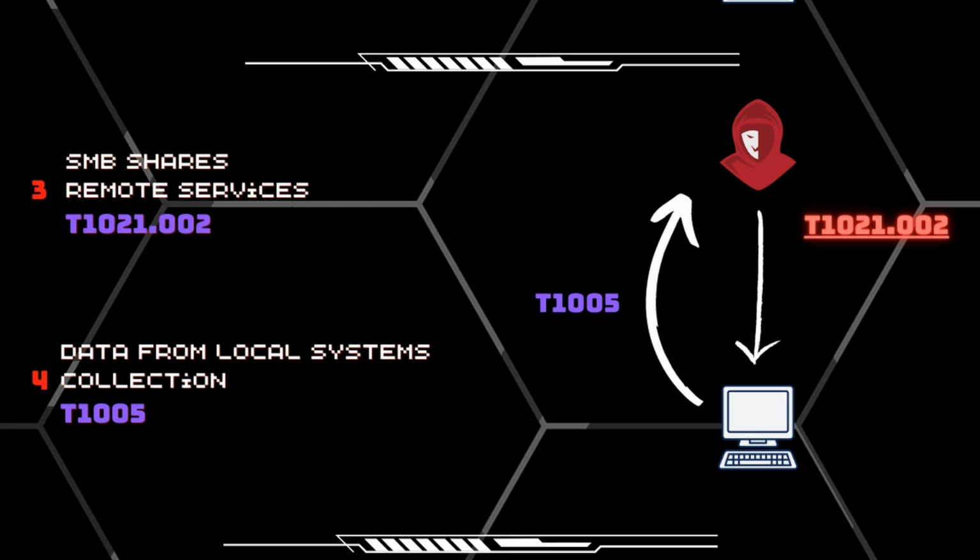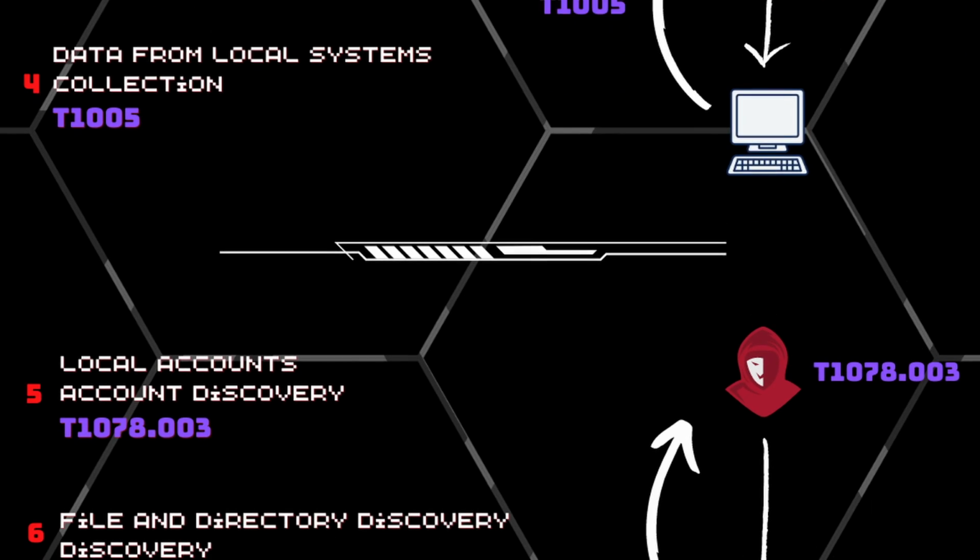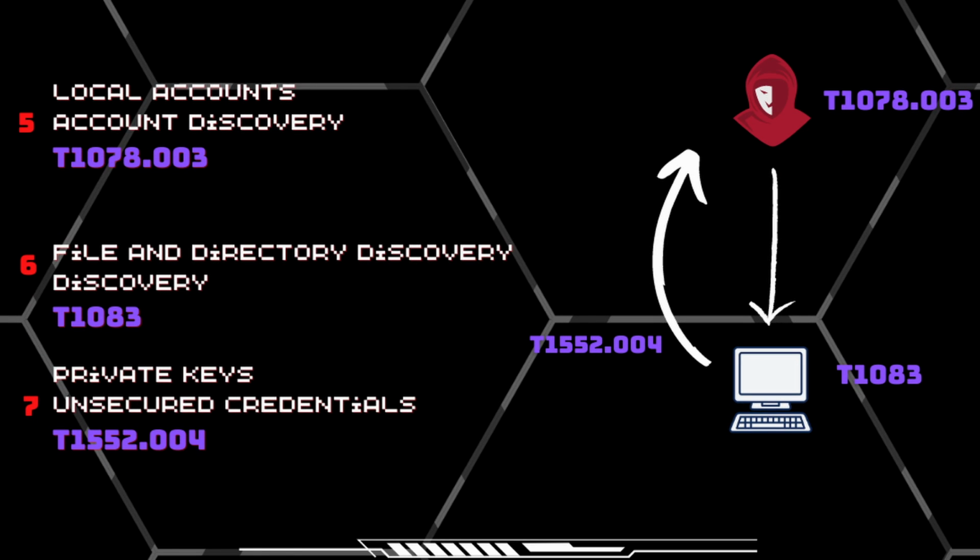So anyway, step 3, SMB shares, remote services. Step 4 is going to be, okay, we have the SMB shares. Now we're going to collect data from that share. So that's data from local systems, collection, T1105. That will lead us to step 5, which is local accounts discovery, T1078.003. That's going to lead us to step 6, which is file and directory discovery.